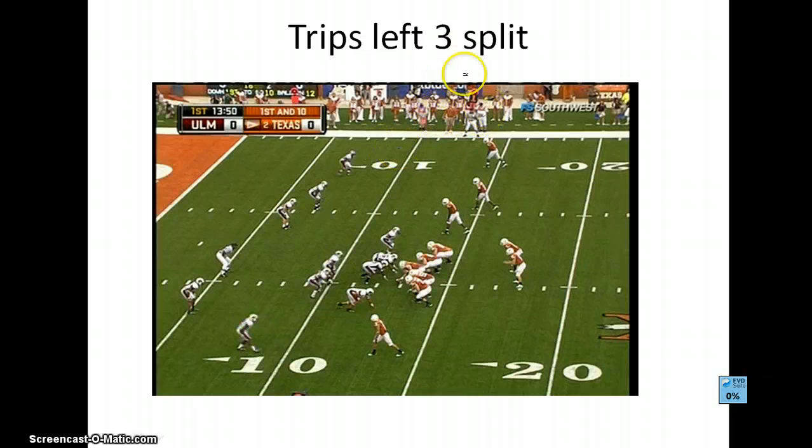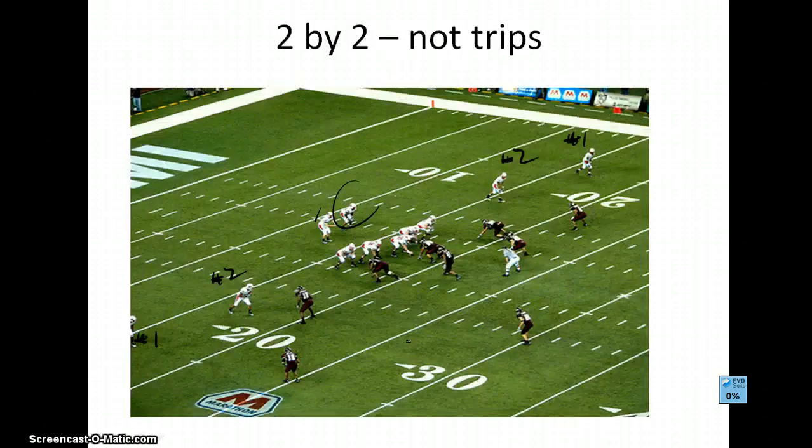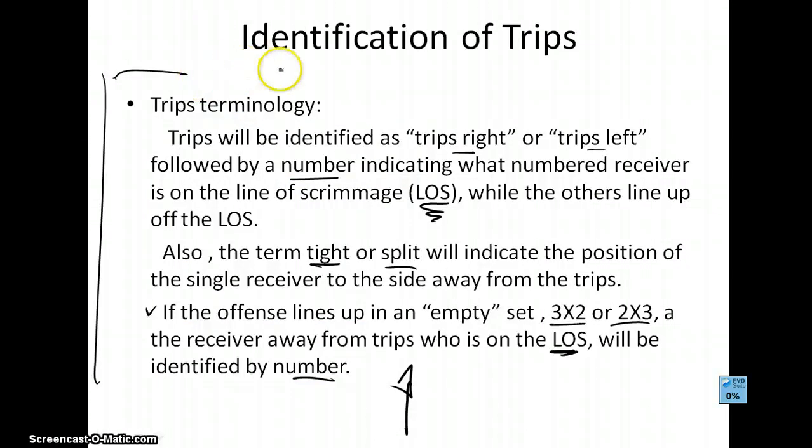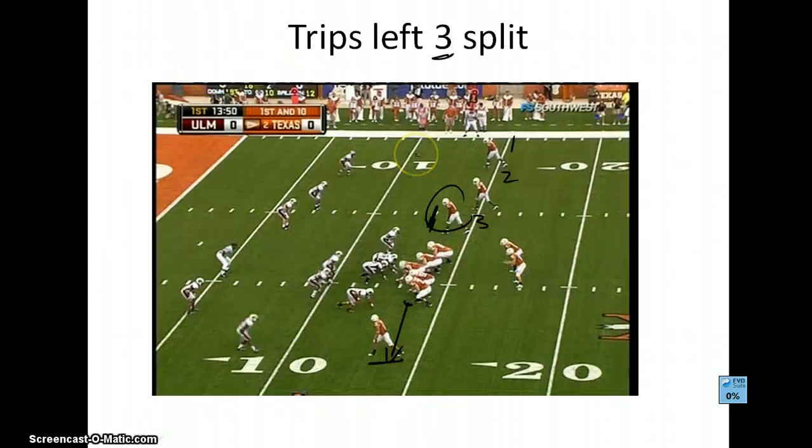Here's trips left, 3 split. Now we say it's trips left 3 split because he's number 1, he's number 2, he's number 3, but he's on the line of scrimmage. So we identify, in this case where we have trips left, who is on the line of scrimmage. He's on the line of scrimmage, he's in the tight end position, so to speak. And so we'd say this is trips left because there are 3 receivers here, and it's trips left 3 because the 3rd receiver in is on the line of scrimmage, and we'd say split because this man, instead of being lined up as a tight end, now is split away from the ball. So that's a trips left 3 split. Think about that as you look back at the previous page where we talked about how we identified. This identification allows us to say that this is a trips left 3 with a split.